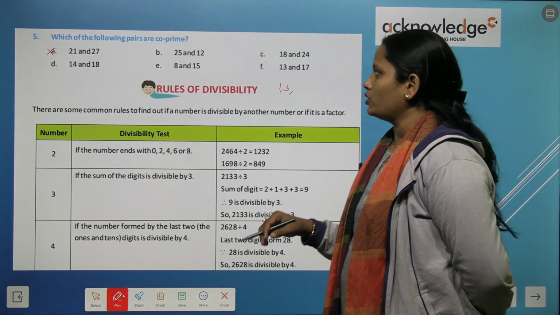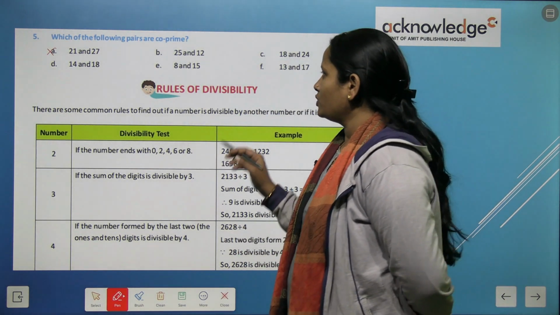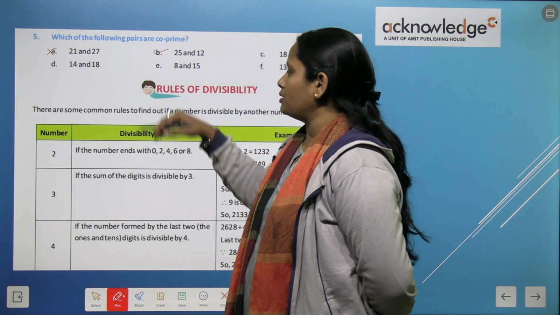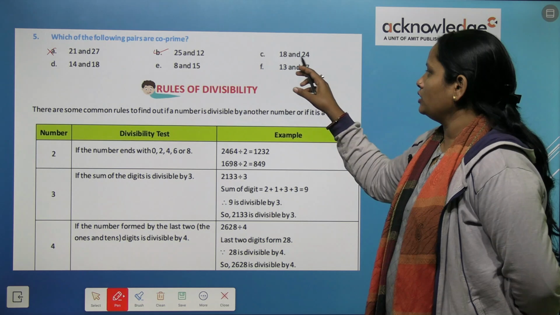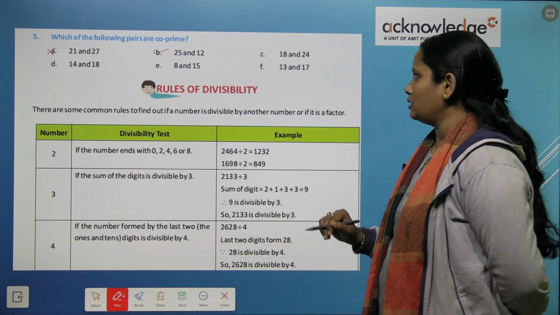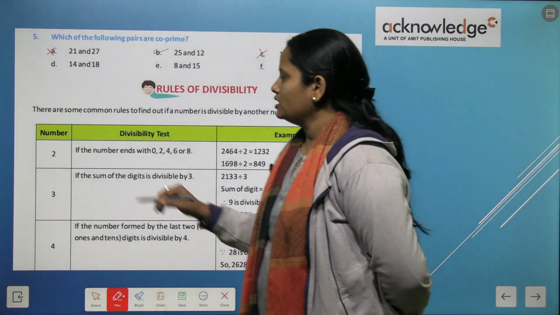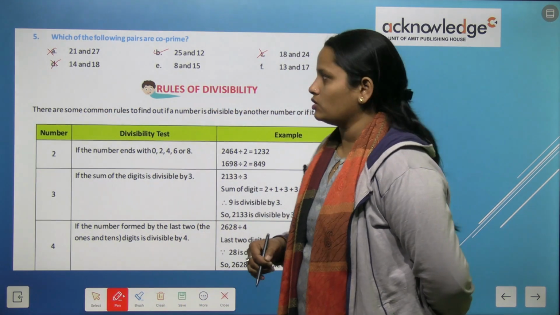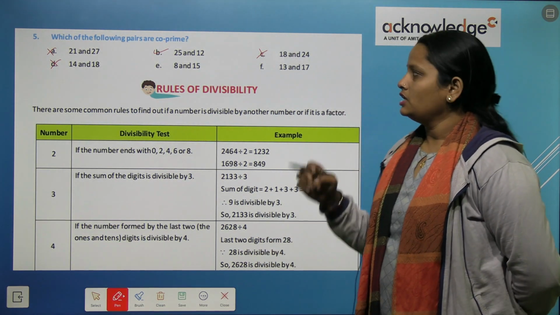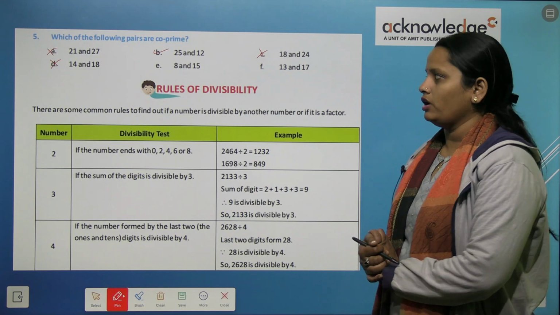सिमिलरली अब हम 12 और 25 को देखेंगे तो 25 और 12 जो है को-प्राइम नंबर्स हैं, मीन्स इनका फैक्टर सिर्फ 1 होगा. 18 और 24 दोनों 2 की टेबल में भी आ रहे हैं, 1 की टेबल में भी आ रहे हैं तो इसका मतलब ये को-प्राइम नंबर्स नहीं है. Similarly 14 and 18 these are also not co-prime numbers. Similarly you have to find the rest of the numbers whether they are co-prime or not.